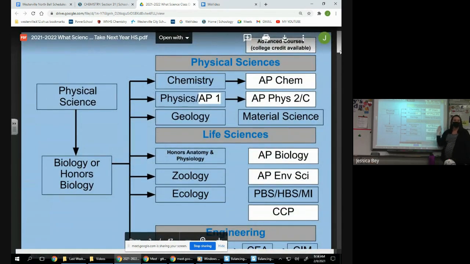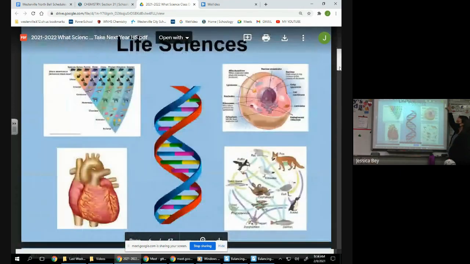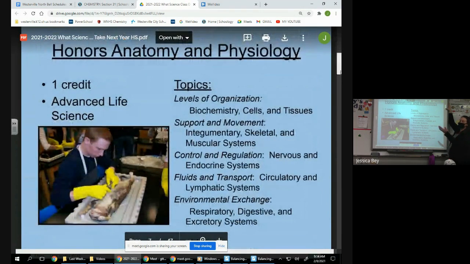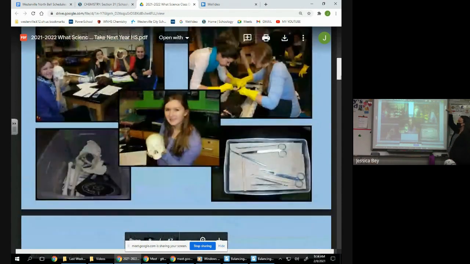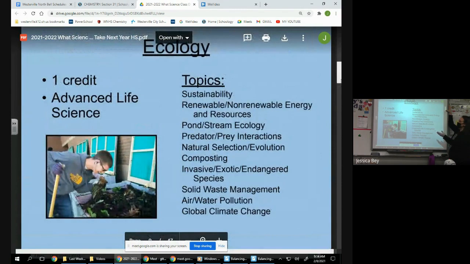This is all the classes that we offer. But if you're like, hey, I want to know what ecology entails, if you slide through, there is a slide on every single one. So like what is anatomy and physiology? Well, it tells you how many credits it is, it tells you what it is, and it tells you the topics, and then there is a slide with pictures on it. So you're like, what's ecology? It tells you how many credits it is, it's an advanced life science, and then there are the topics.